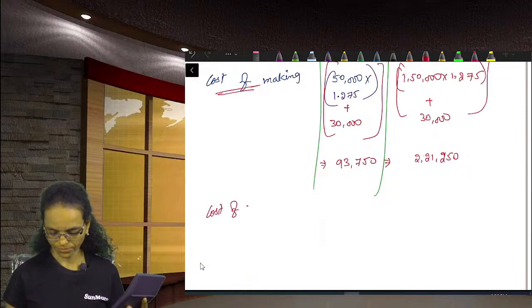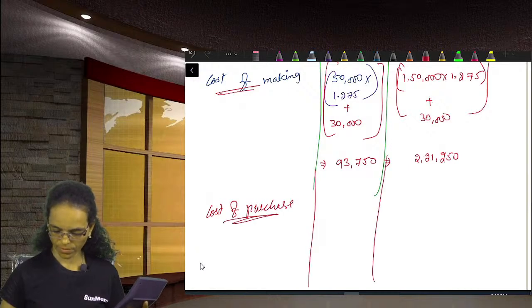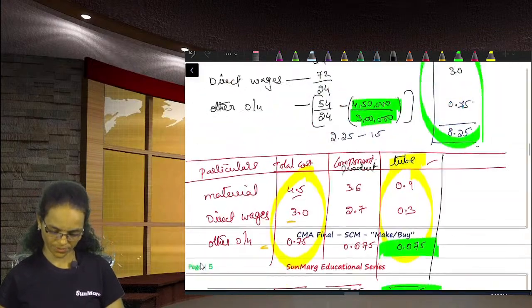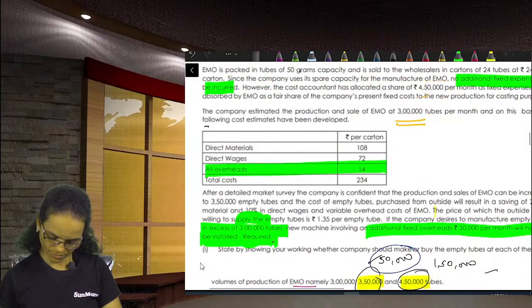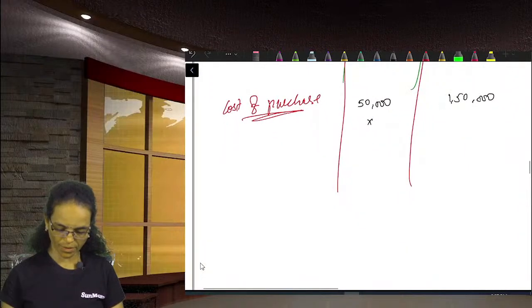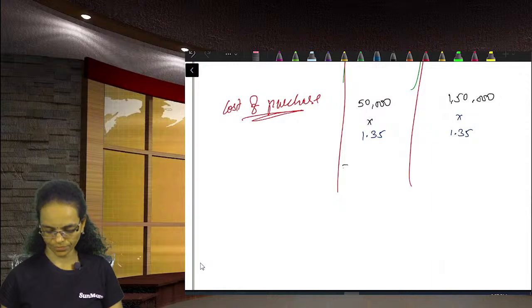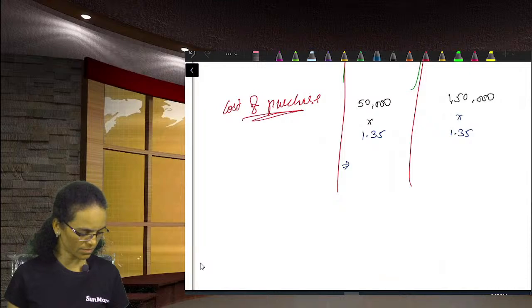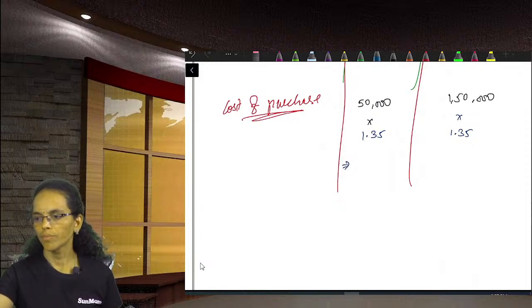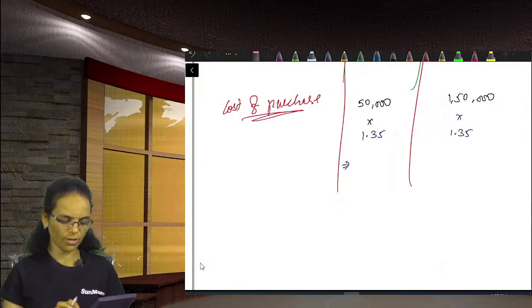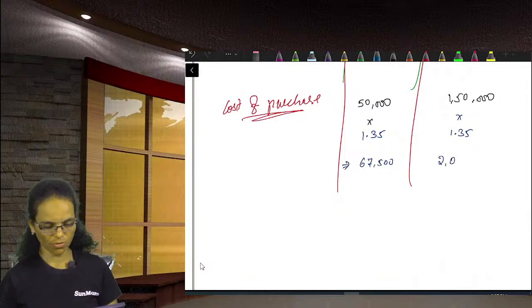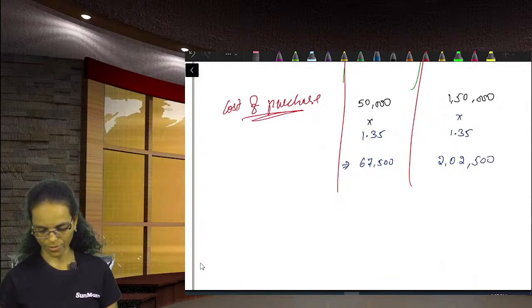If we are purchasing, cost of purchase: we are purchasing 50,000 units, here we are purchasing 1,50,000 units. What is the cost per unit? Here 1.35 for empty tube, here also 1.35. So, 50,000 into 1.35 is 67,500. 1,50,000 into 1.35 is 2,02,500 rupees.